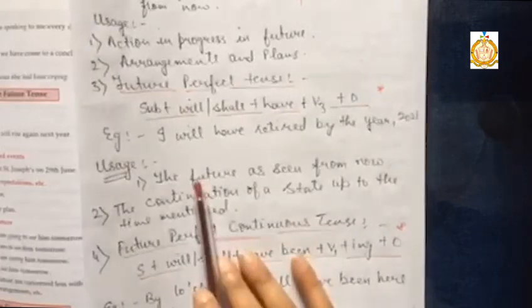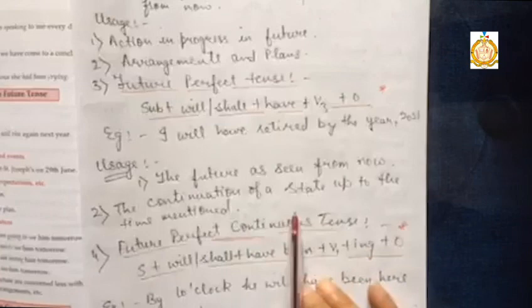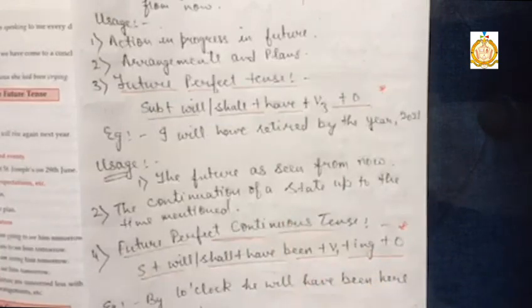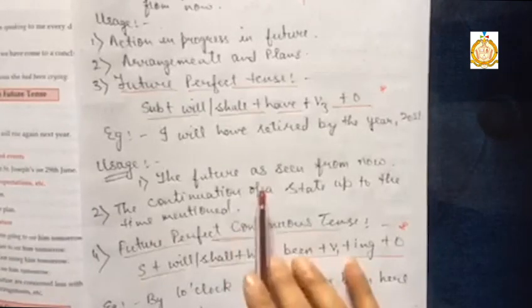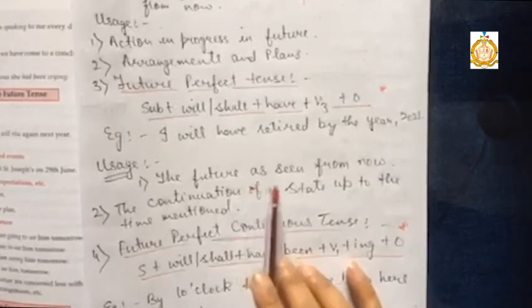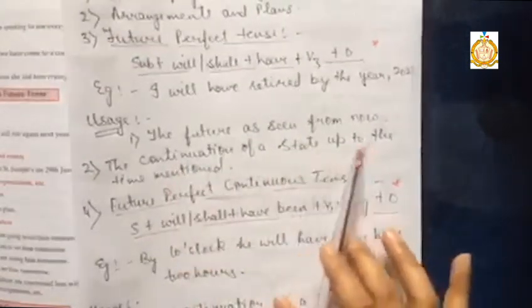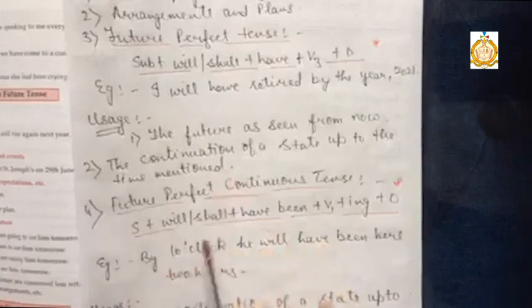It is used to show the circumstances, the future as seen from now. The very point from where we are now, at that very point we are hoping that our future will be like that. Those situations will be shown using future perfect tense, and the continuation of state up to the time mentioned.